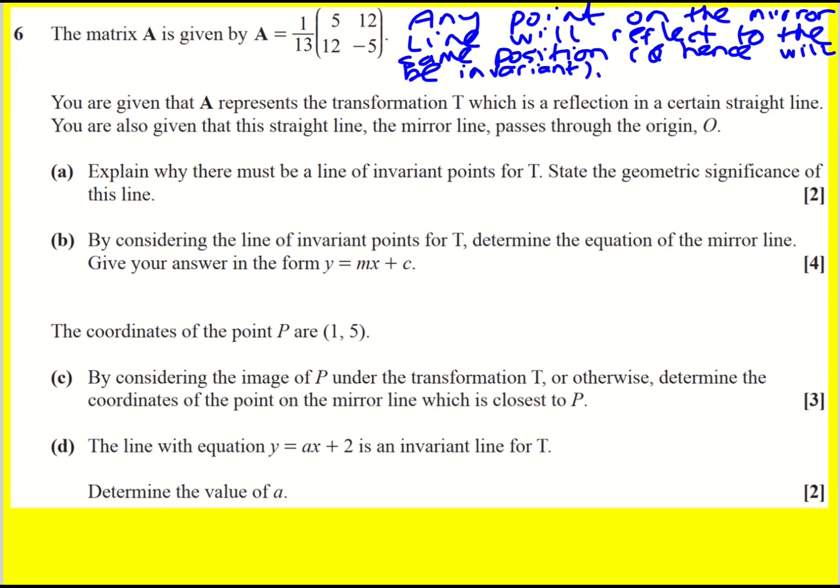And state the geometric significance. Therefore, the line of invariant points is the mirror line itself.